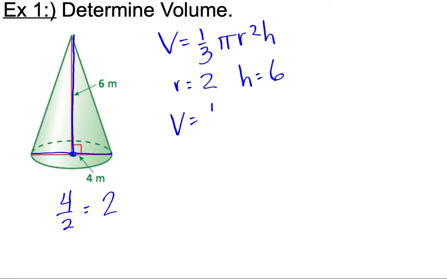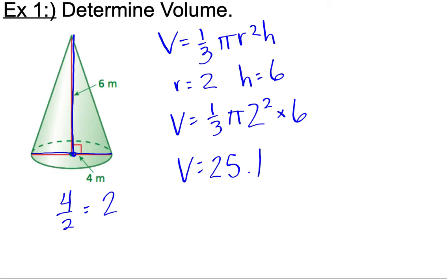Now we plug in our numbers. Volume is 1/3 pi 2 squared times 6. And then all the numbers are good to go. We can go ahead and plug it into our calculating device. 1/3 pi 2 squared times 6. And this gives us an overall volume rounded to the nearest tenth of 25.1 cubic meters. Of course, you could go to more decimal places if the problem indicates to do so. For this, we're going to go with 25.1 cubic meters. Okay, next example.